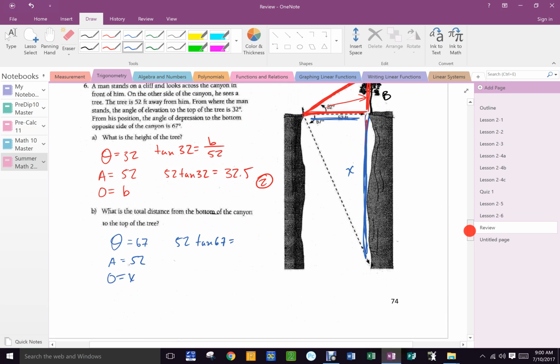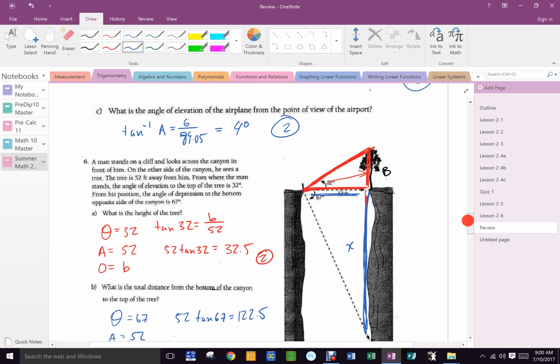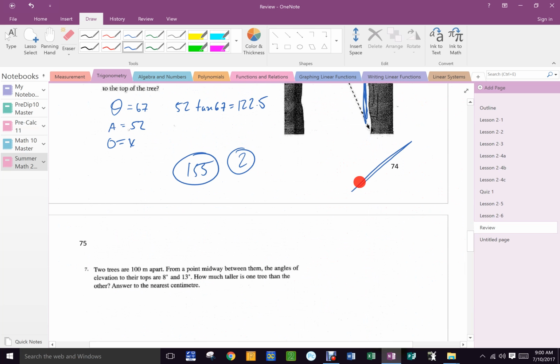Is that the answer to the question? No. 52 tan 67 is 122.5. I guarantee one of you on your test is going to stop there, at least, because you're not actually reading the question. What's the actual answer to this? 155. If you forgot the 155, you can only give yourself 1.5 here. If you remember the 155, you get the 2. Making that whole page out of 10.